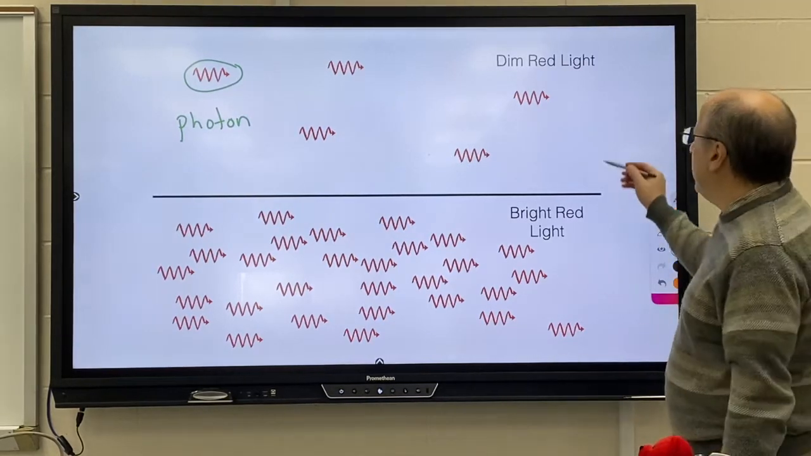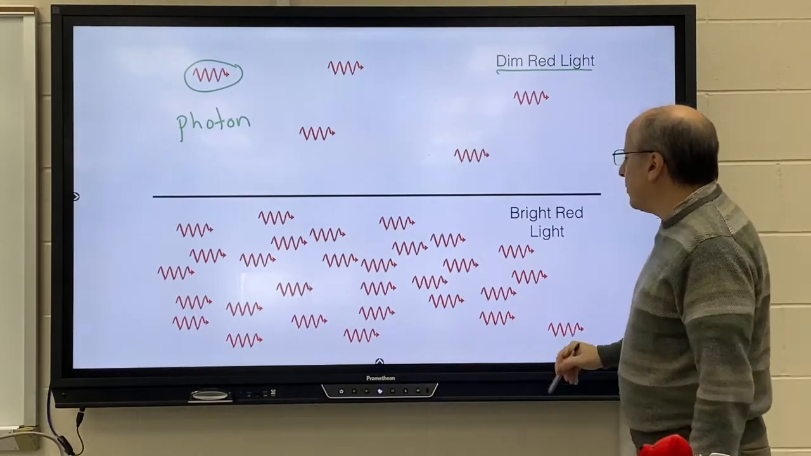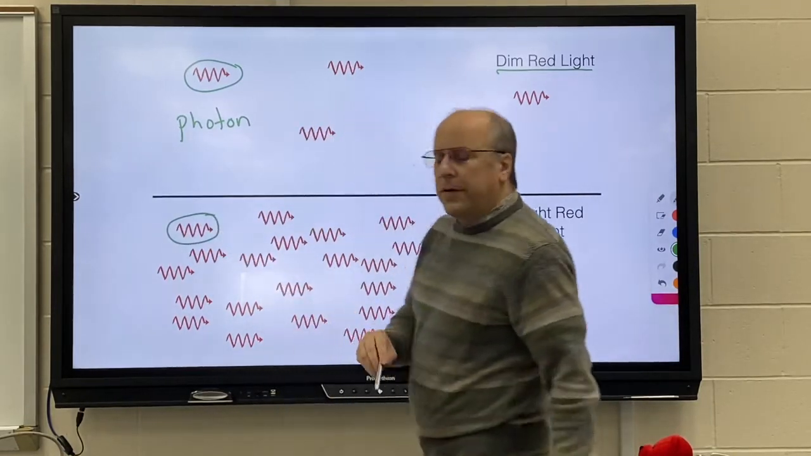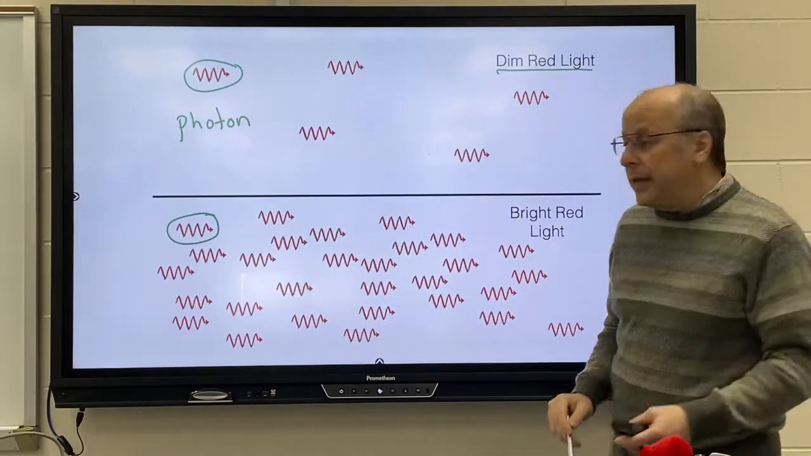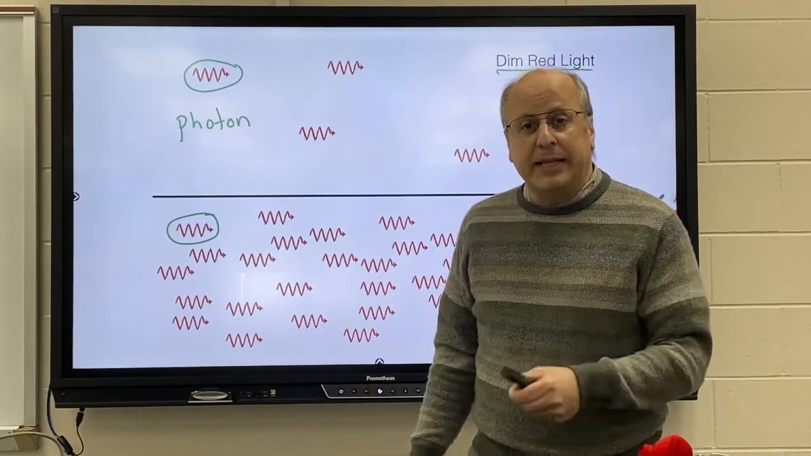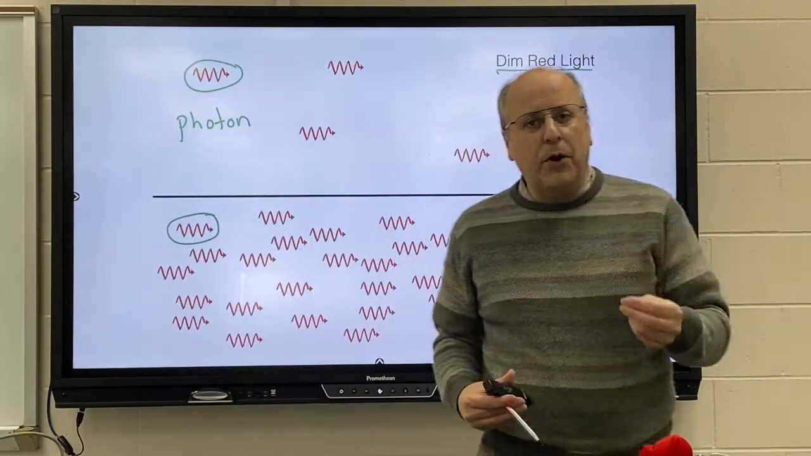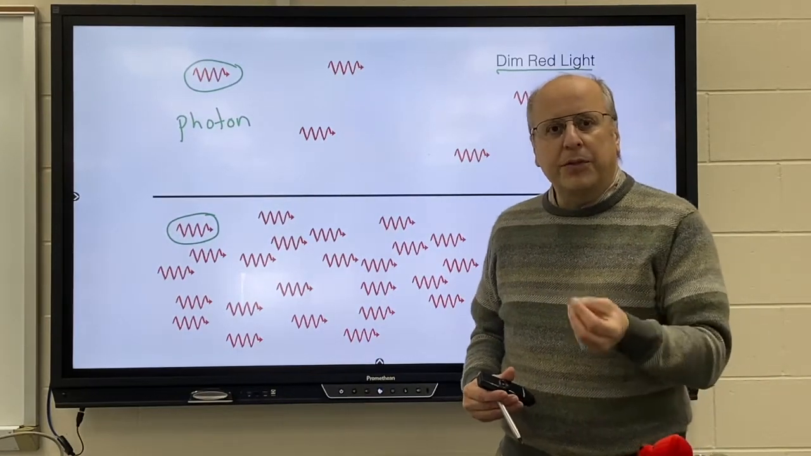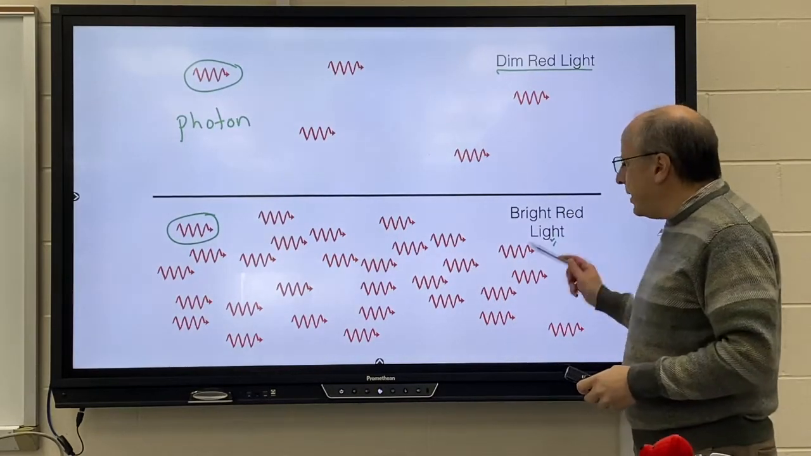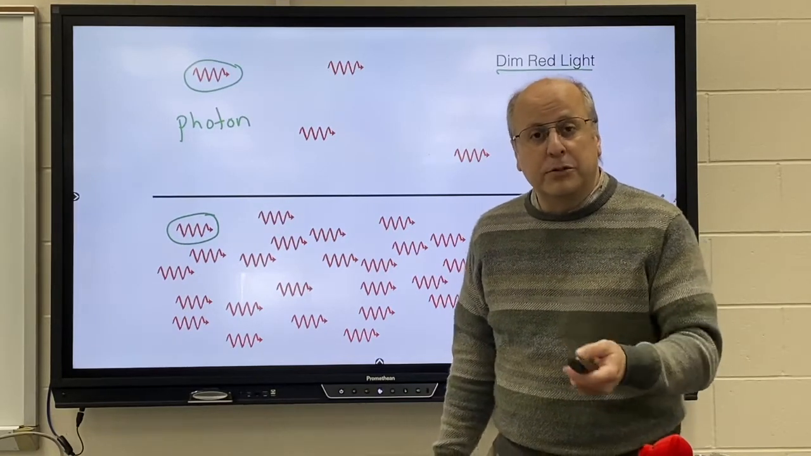Einstein said when the light is dim, that just means there's not a lot of photons. When the light is bright, it means there's lots of photons. If you were to compare a photon from bright red light and dim red light, the photons themselves would be identical. This photon is identical to that photon. They are both the same color. They're both carrying the same amount of energy. It just so happens that when it's brighter, there's more photons. It does not make the individual photons more energetic.